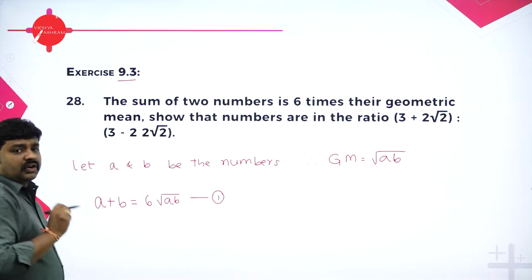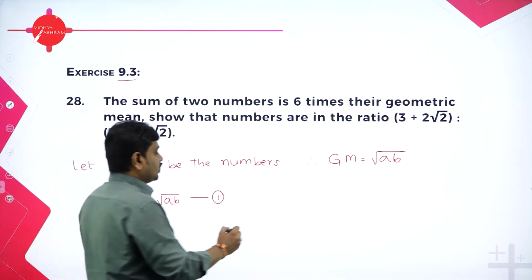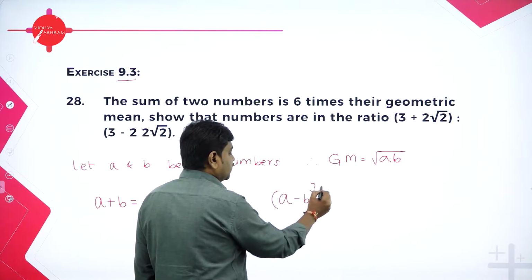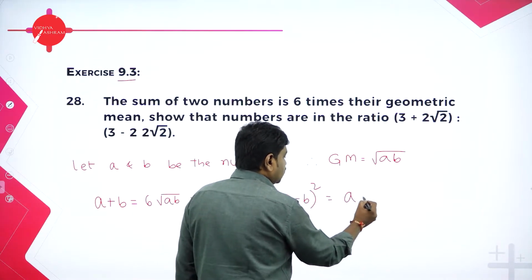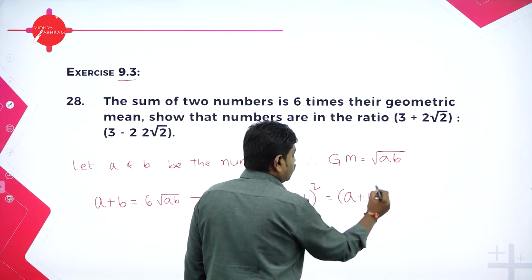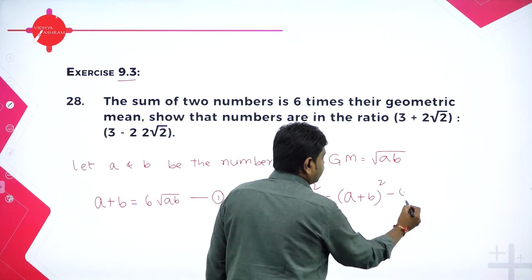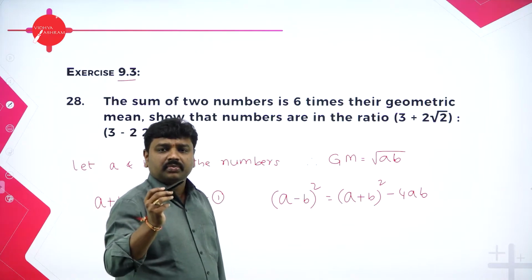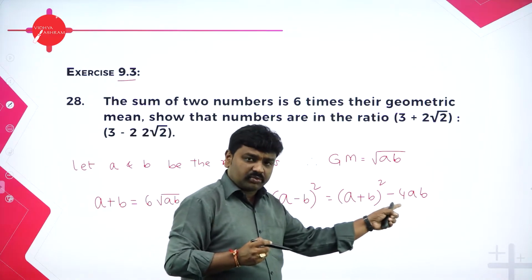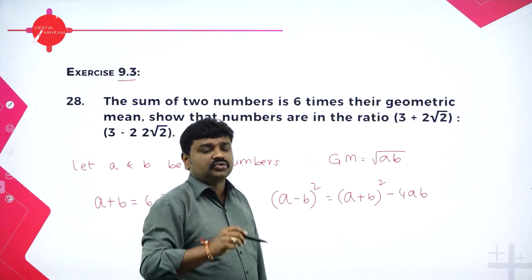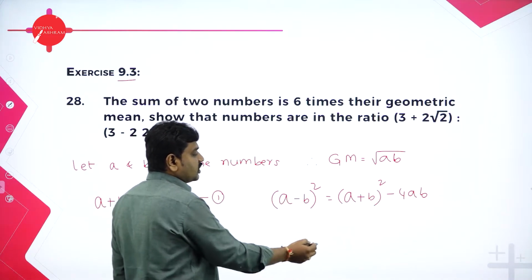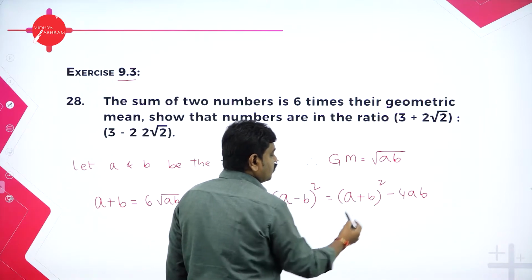Now we know a formula: A minus B the whole square can be written as A plus B the whole square minus 4ab. A plus B the whole square is A square plus B square plus 2ab. In that plus 2ab, if I remove 4ab, it becomes minus 2ab, which is A minus B the whole square.